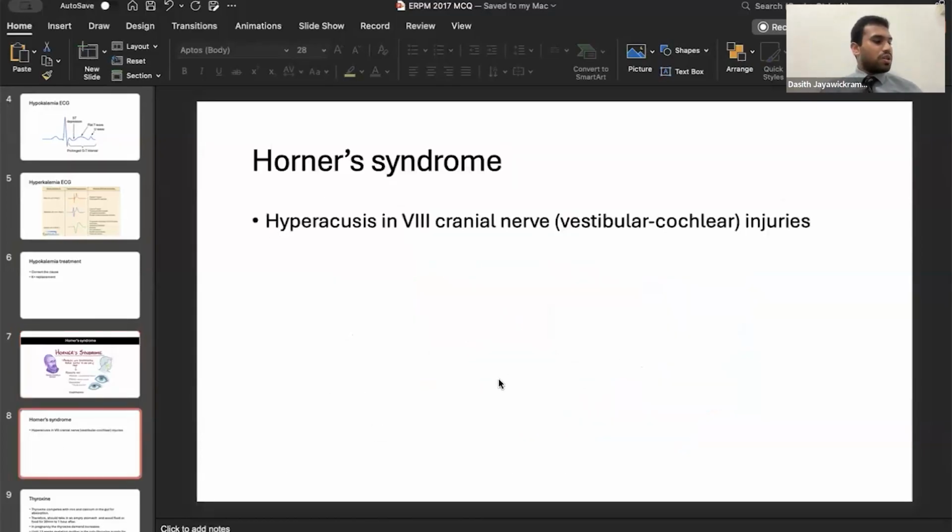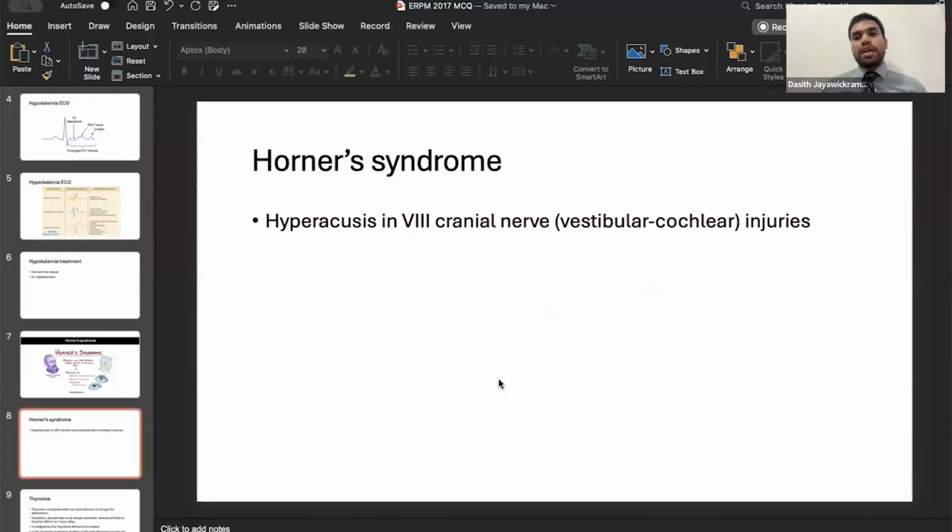So okay, let's go to the MCQ now. Features of Horner syndrome: unilateral exophthalmos. Is it exophthalmos? Exophthalmos is when the eyeball is actually protruding out, not going in. So it is not unilateral exophthalmos, but unilateral enophthalmos. So it is wrong.